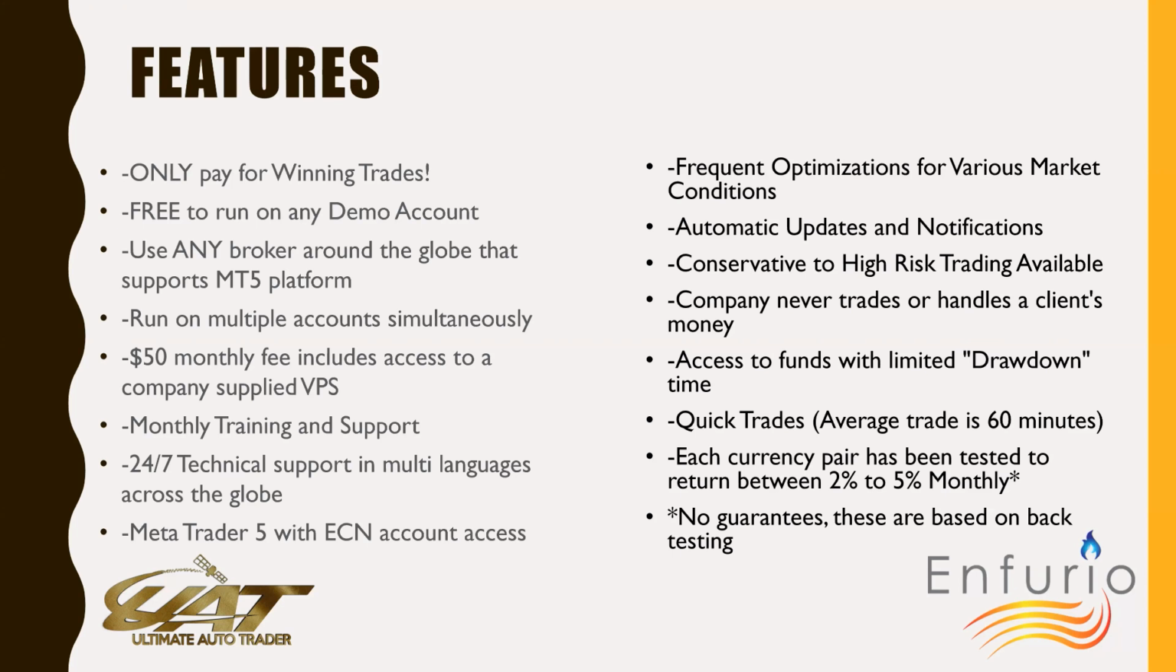And guys, just to let you know, this software runs on various levels. It could run from conservative to high risk. You get to choose how you want your account to run, with very low drawdowns. And then also, one of the things that you'll learn is that we've designed this so that each currency pair that we work with, we currently work with about 15 currency pairs that we have optimized the software with, including gold, silver, and oil. Each currency pair has been back tested to earn between 2 to 5% per month. Again, no guarantees.